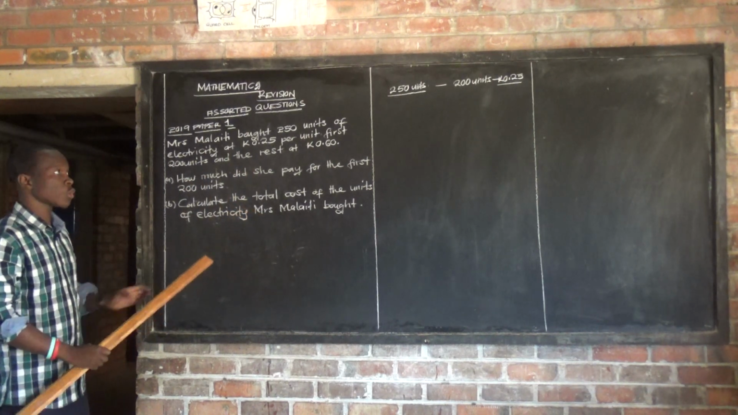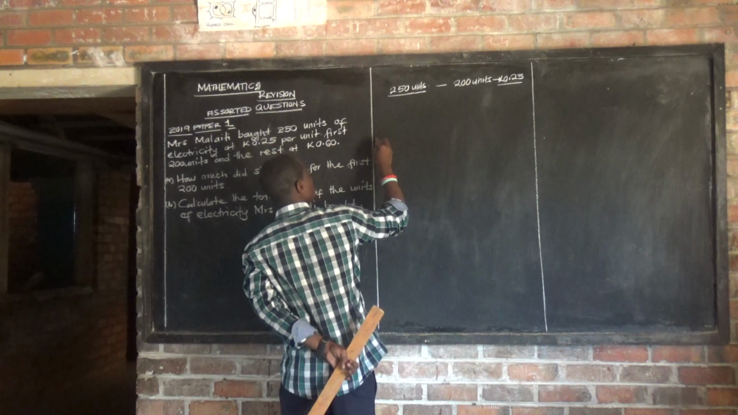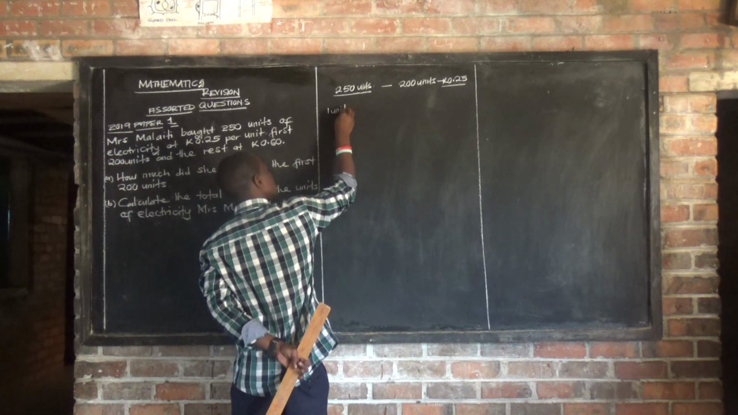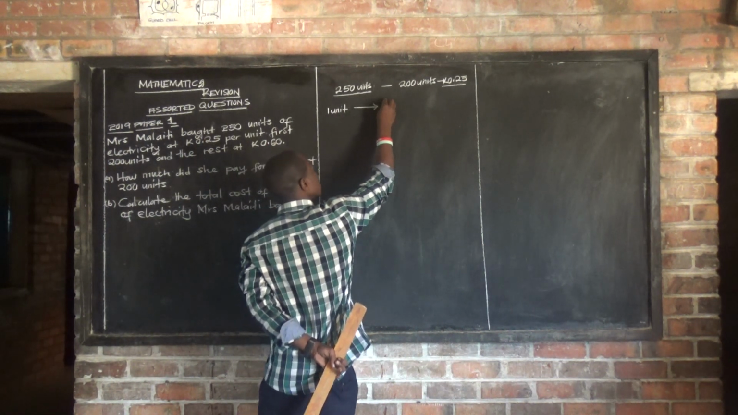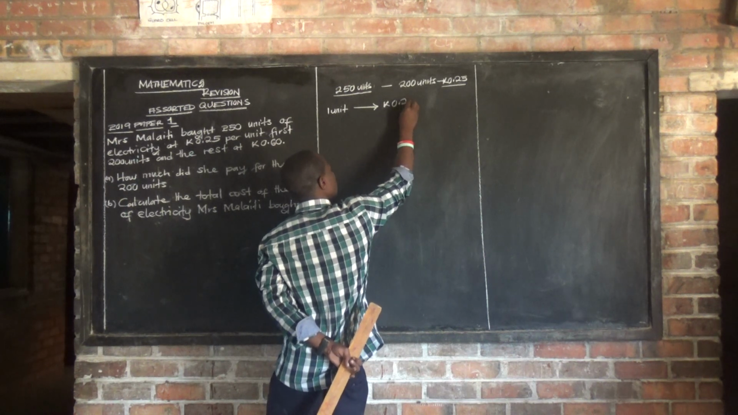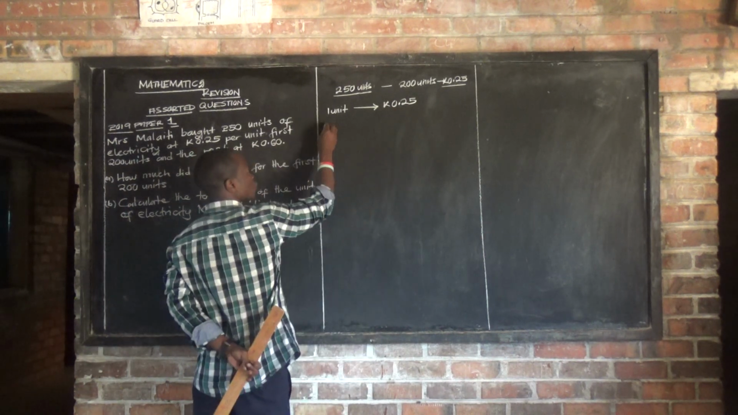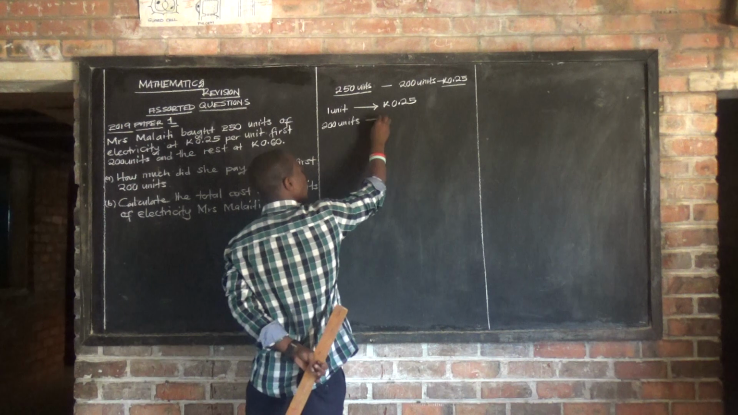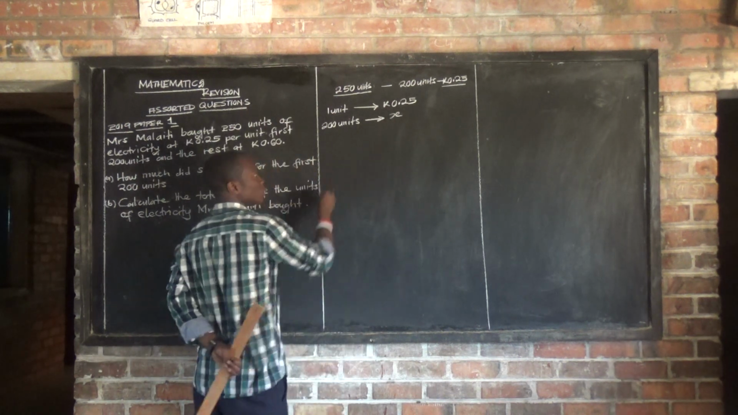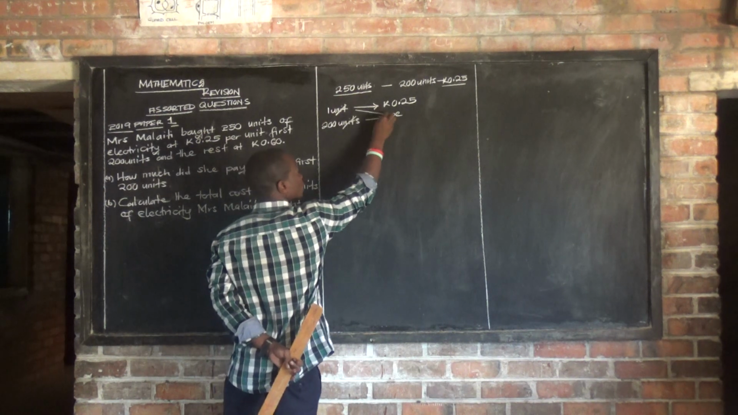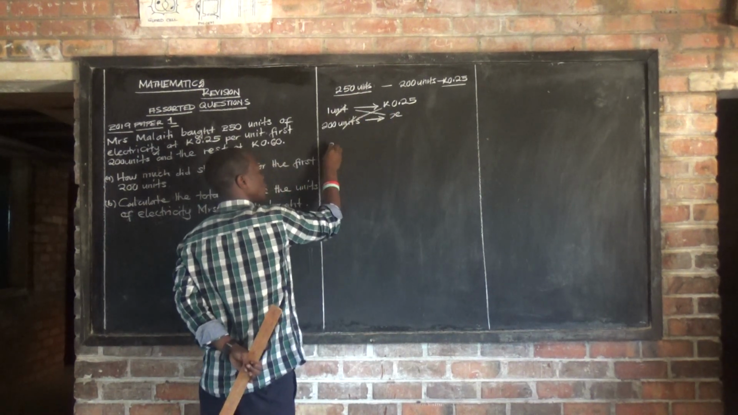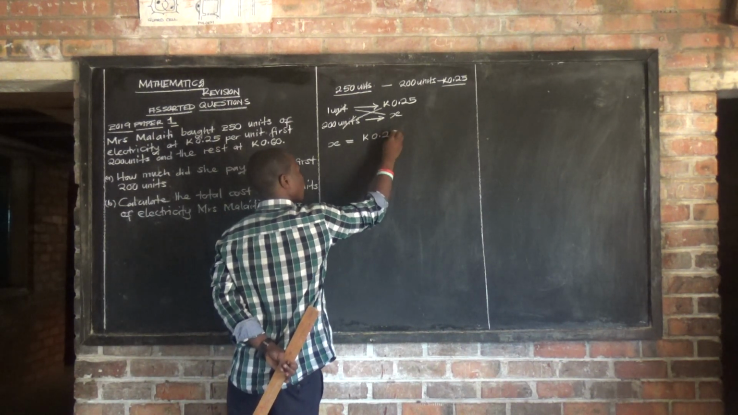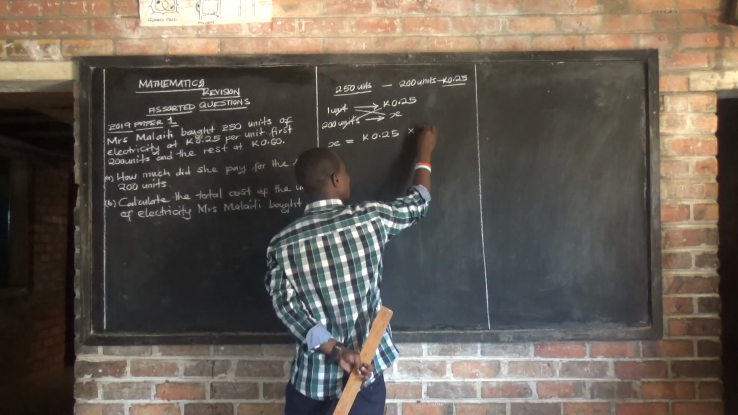So we have been told that 1 unit costs 0.25, which is 25 Ingwe. Now what about 200 units? 200 units is equal to x. Then you just cross multiply. So 1 times x, you get x is equal to 0.25 multiplied by 200.